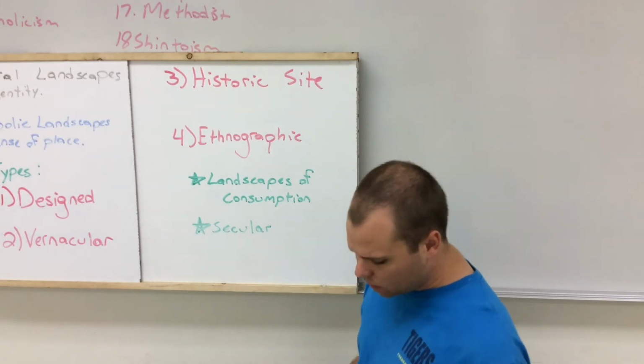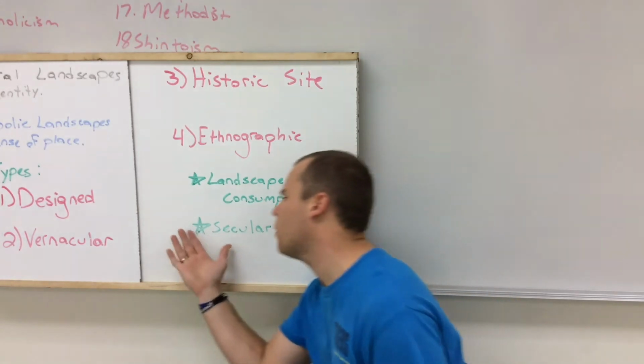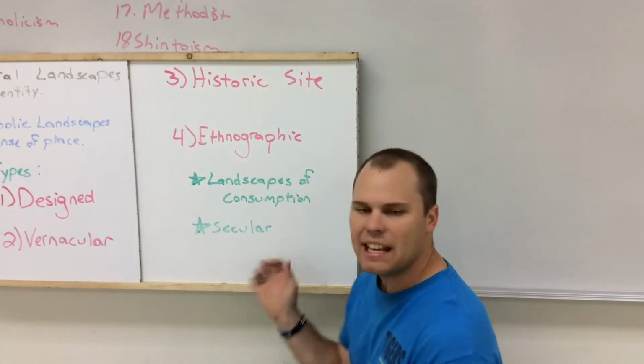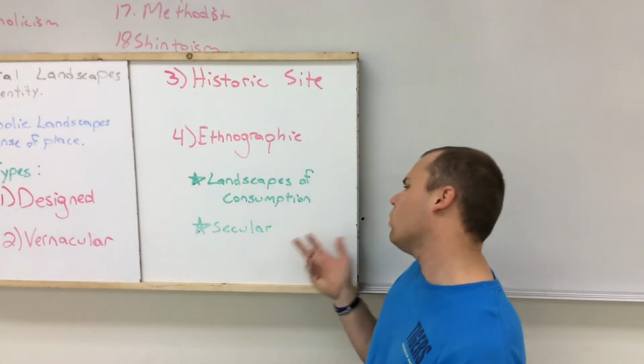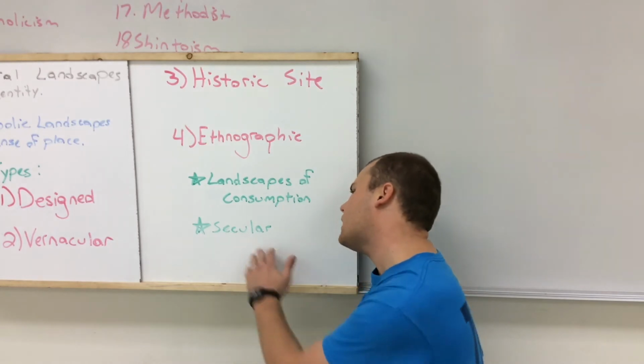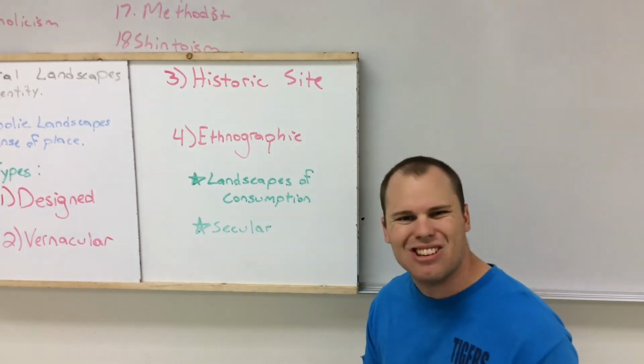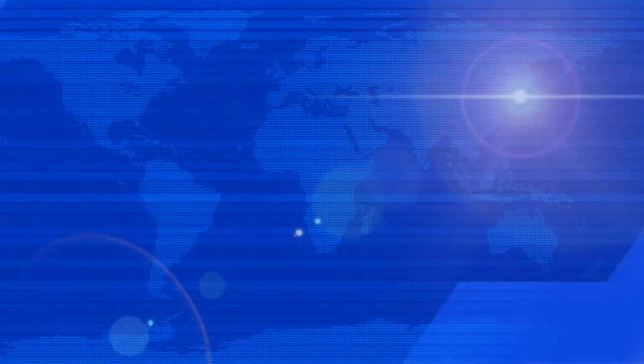The next is a secular landscape. A secular landscape is an area that is not associated with religion. It ties away from the religion. So like the Great Wall of China, for example. That's an example of a secular landscape because it has nothing to do with religion.